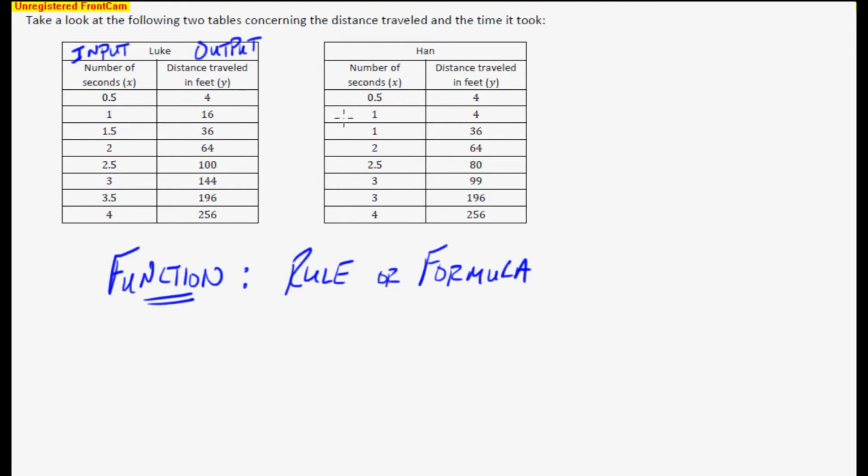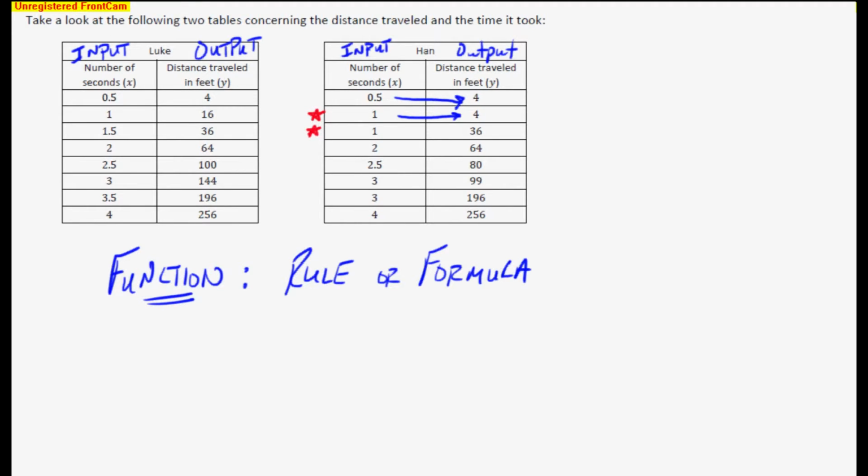All right. So let's look at Han over here. Han has an input over here of a certain number of seconds, and he has an output, all right, of distance traveled. So again, if we go down the line, all right, let's see, 0.5 yields or maps to 4. Okay, well, that's all right. 1 second maps to 4 as well, but that's okay. All right, that is okay. It's okay if they repeat over here, okay? But now look at these right down here. I'll put a little star by both of these.